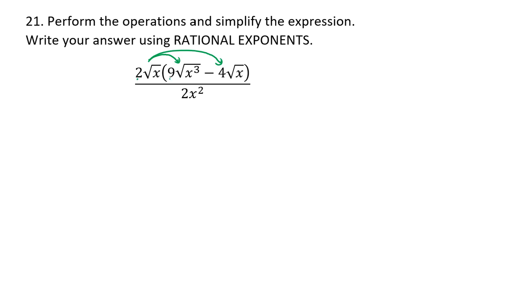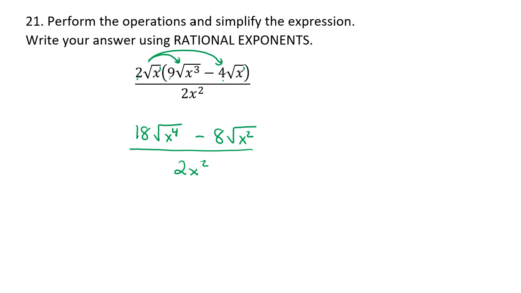So 2 times 9, that's 18. Remember, when we multiply together, we can add the exponents. So 1 plus 3, that's x to the 4th. 2 times 4, that's 8. X to the 1st times x to the 1st, well, that's x squared. So we have the square root of x squared. On the bottom, we have 2x squared.